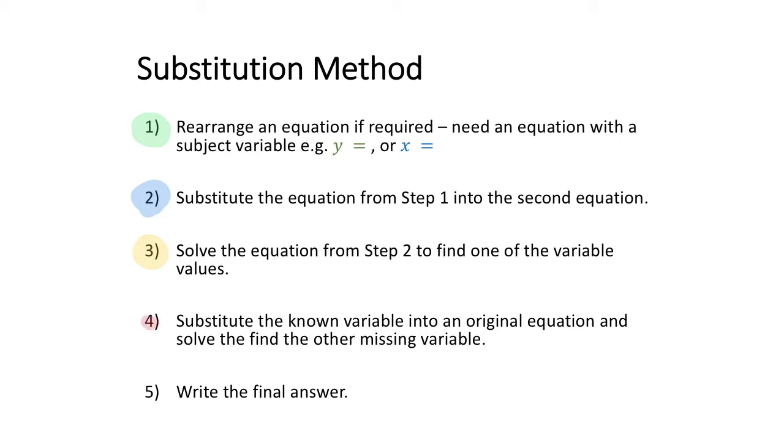Once you know one of the variables, you can take that variable and substitute it back into one of the original equations, which will enable you to find the second variable. Once you know both variables that you're looking for, then you can write the answer. So let's have a look at how we apply these steps in an example.